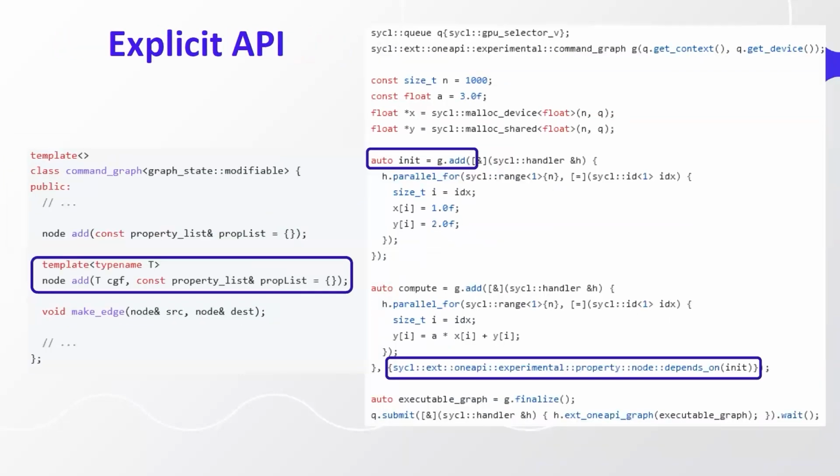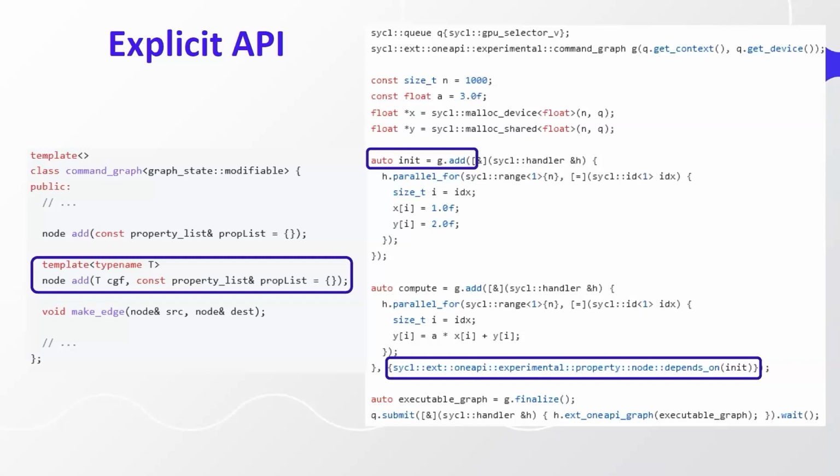I'm going to show a couple of the explicit API methods. Here we've got rid of the begin and end recording, and instead of queue submits, we've got a method on our command graph that adds a node, and it adds the command group, and then a list of properties. Then we've got very similar command group submissions, but not the same, because we no longer have handler depends on, since we don't have an event anymore. Instead, our graph add call returns a new class we've defined called a node class.